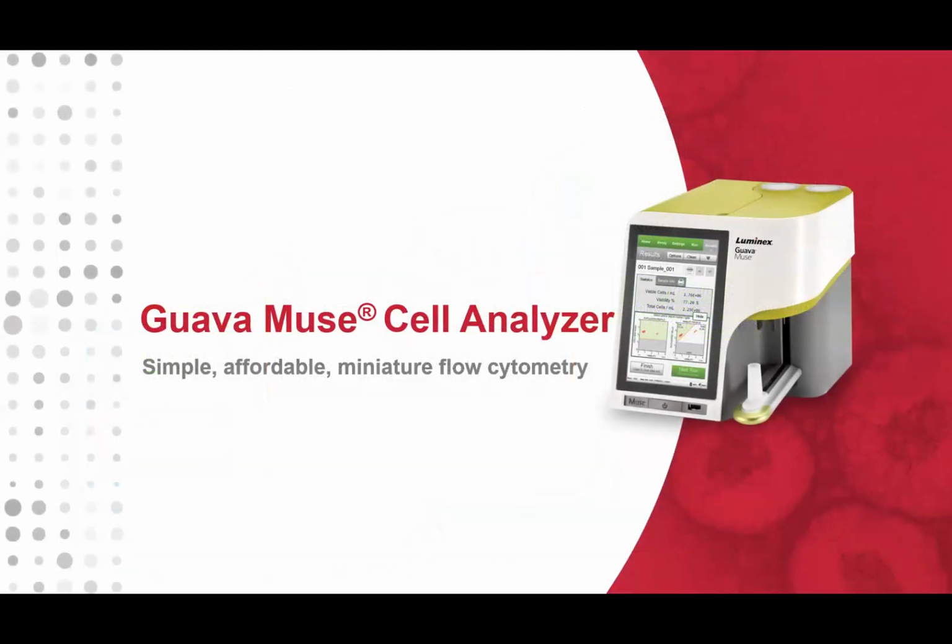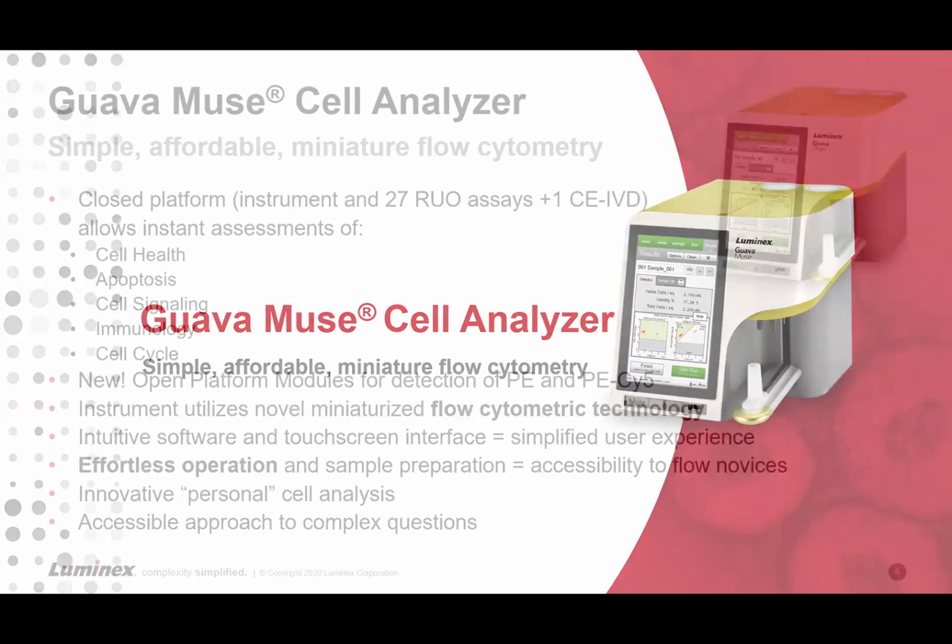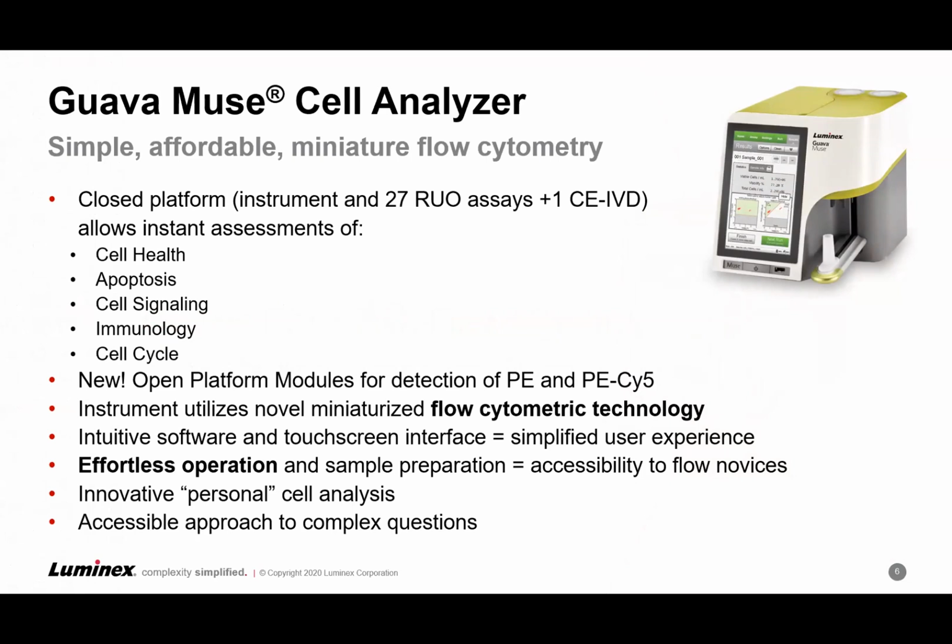So this is the Guava Muse cell analyzer. It's a simple, affordable flow cytometer with a miniaturized footprint. And the Guava Muse features flow cytometry technology in this nice, affordable, compact instrument. Its simple and effortless operation are highlighted through the use of an intuitive cell analysis software coupled with the touchscreen user interface. The Guava Muse enables quantitative data collection at the single cell level and 27 optimized RUO assays, in addition to the new optional open platform modules, for the detection of PE and PE-Cy5 in user-defined applications.